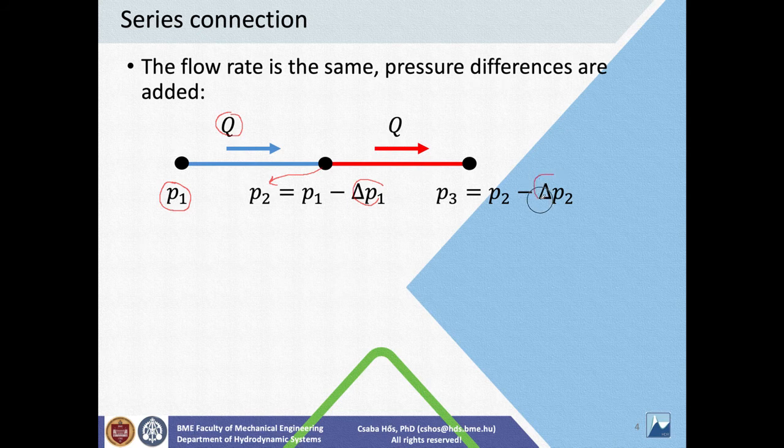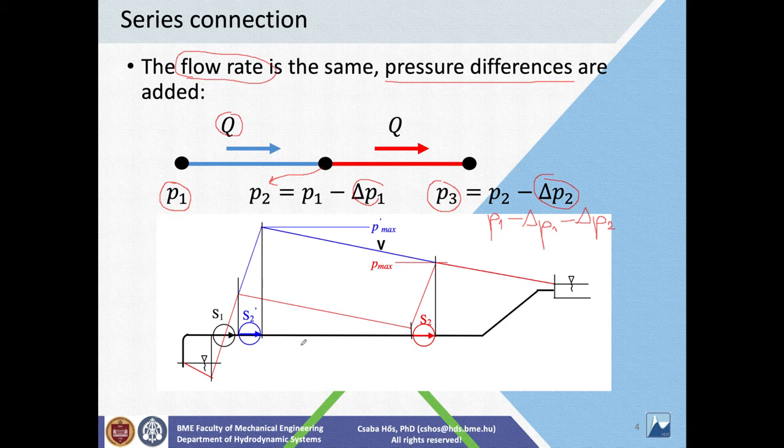So there's another pressure drop, delta P2, due to the red pipe, and then the pressure at the last node will be P2 minus delta P2, which is simply P1, the first pressure, minus delta P1 minus delta P2. So this simply means that in these cases, when you have two pipes or pumps connected in series, then the flow rate is the same, whereas the pressure differences must be added. Okay, consider this example.